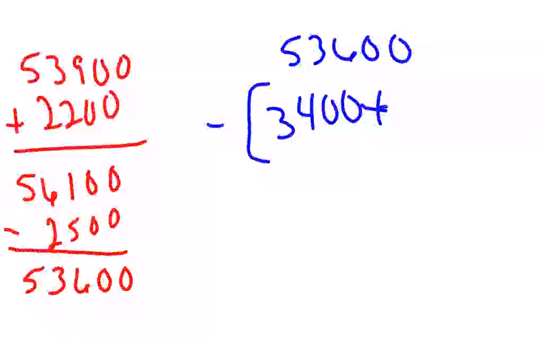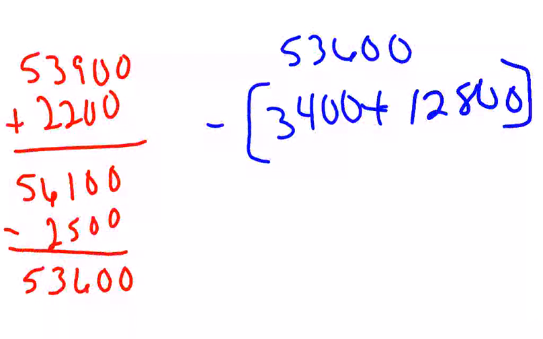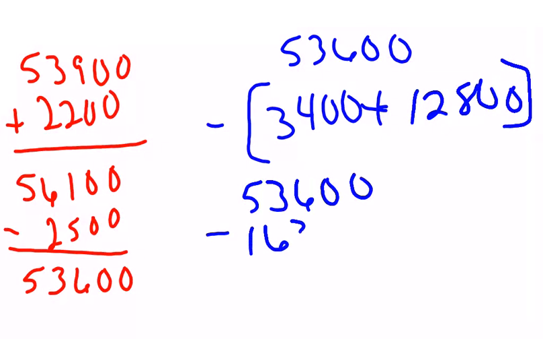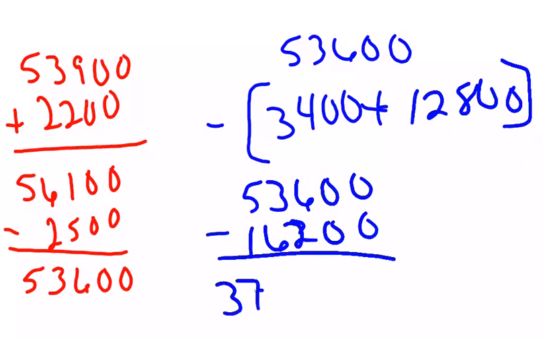So we're actually going to add all of that in there because it's worth more money. So that comes to $12,800. Now we want to add these first before we subtract them. So we end up with $53,600 minus $16,200. And so his taxable income is $37,400.